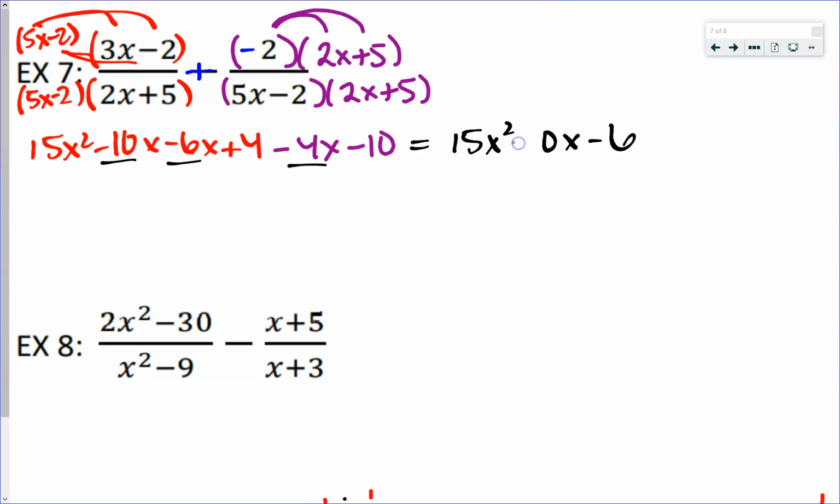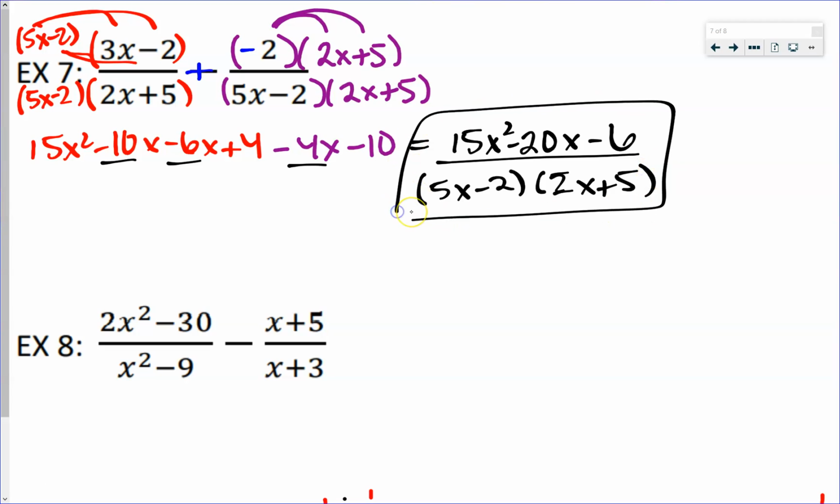Our excluded values. So what's going to make each of these equal to 0? Here, if I added 2 and divided by 5, that would give me a positive 2/5. Here, subtract 5 divided by 2, that gives me negative 5/2. Those are the two pieces I cannot let x be equal to. All right, let's go to number 8.